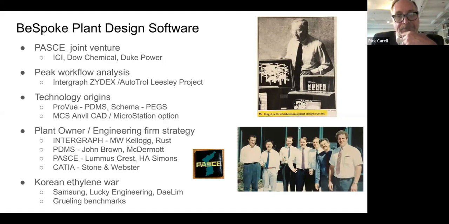And we had a guy, Dr. Muhan, who was a PhD engineer, and he had very good, what the Koreans call kibun, a good feeling with the Korean companies. And so we were able to win, from like '87 to '89, basically the whole Korean infrastructure: Samsung, Lucky Engineering, Daelim, all of them. So that kind of put Pace on the map.